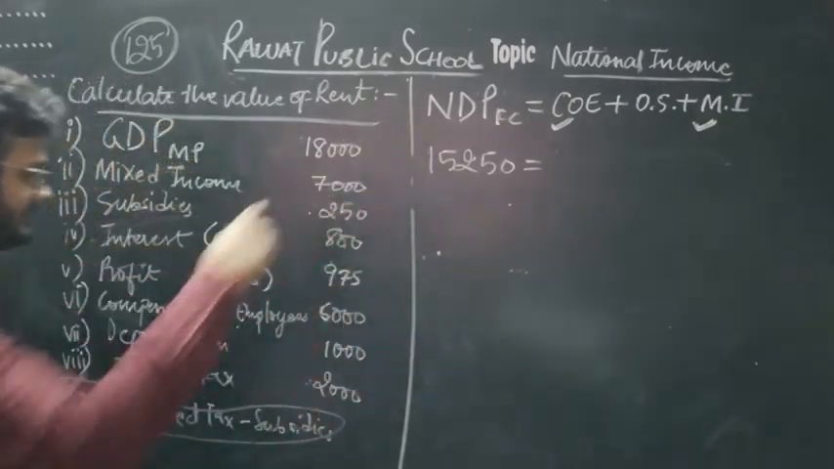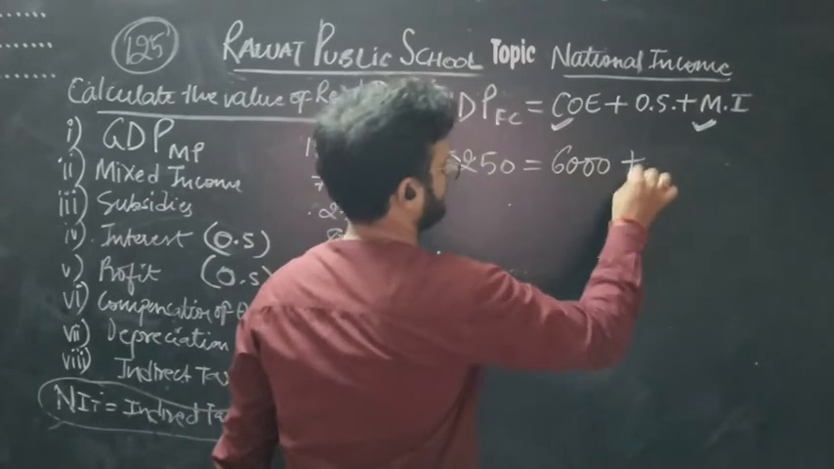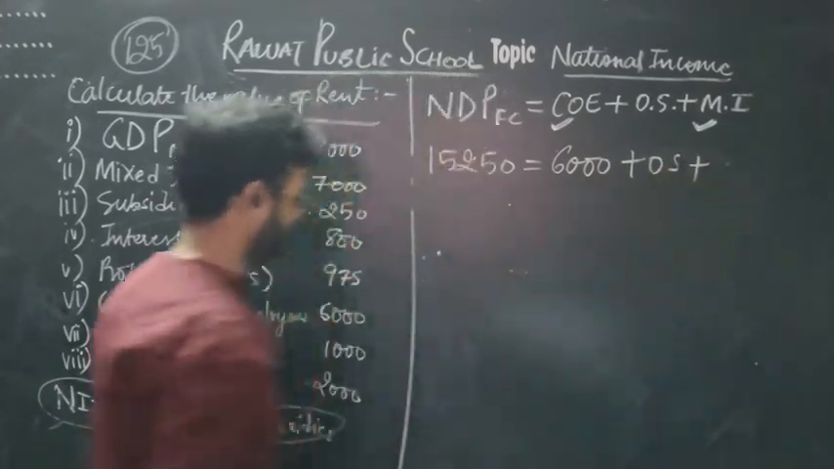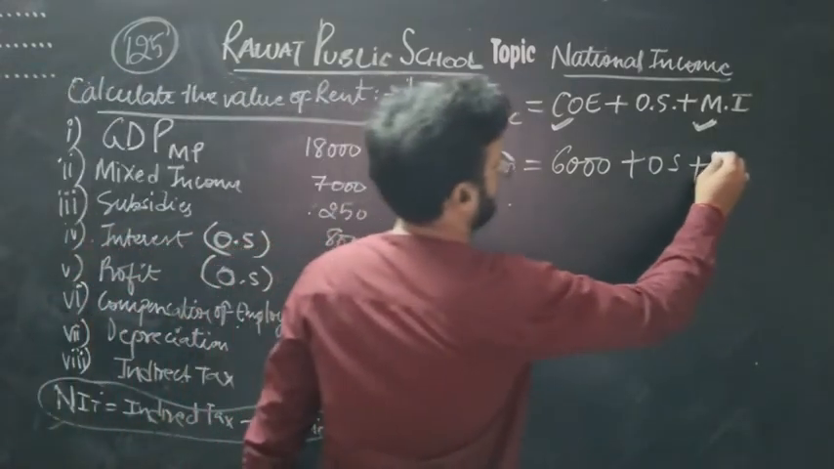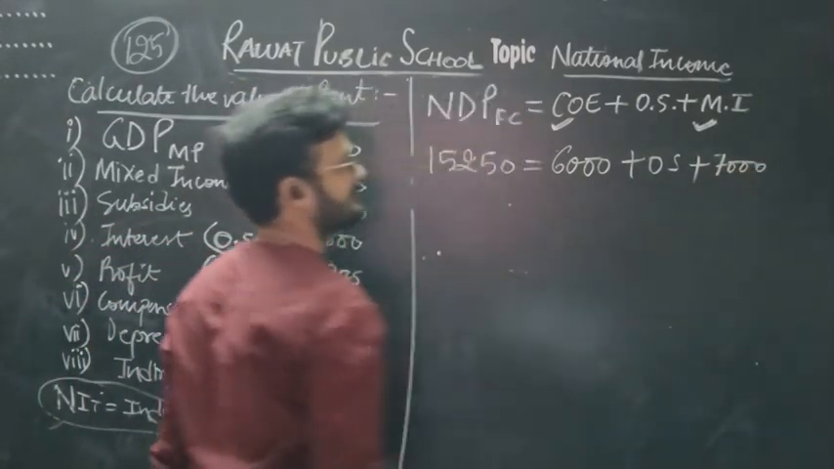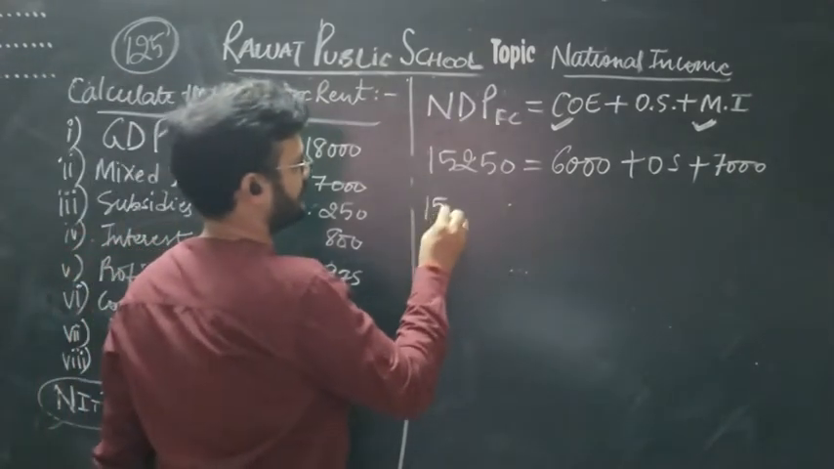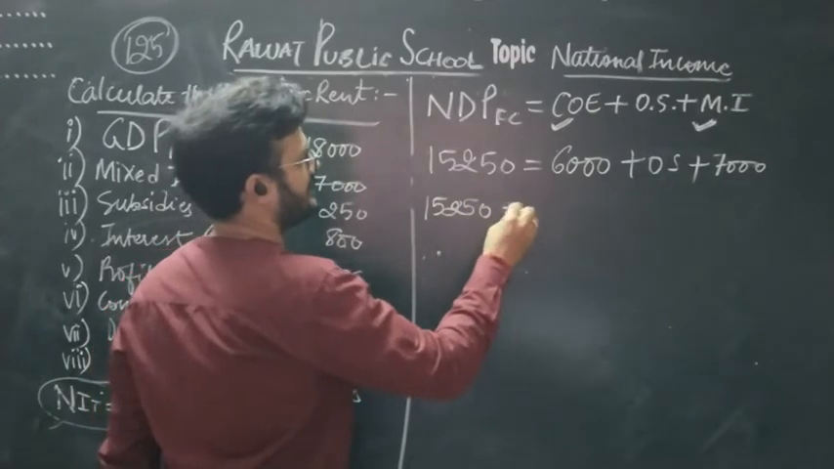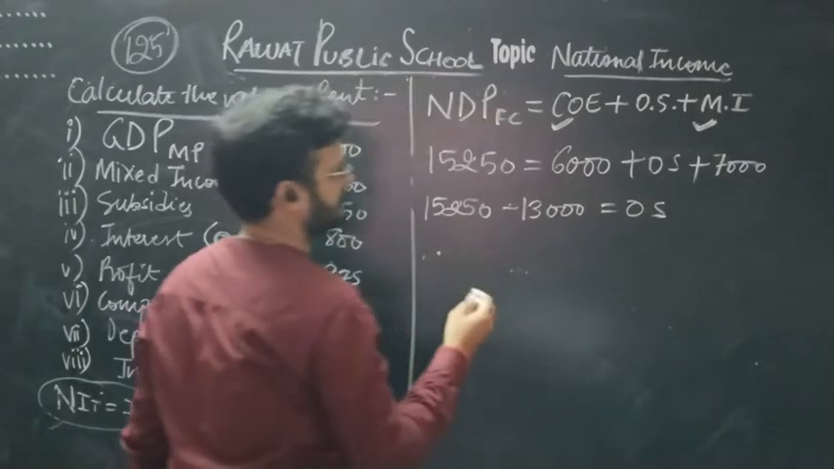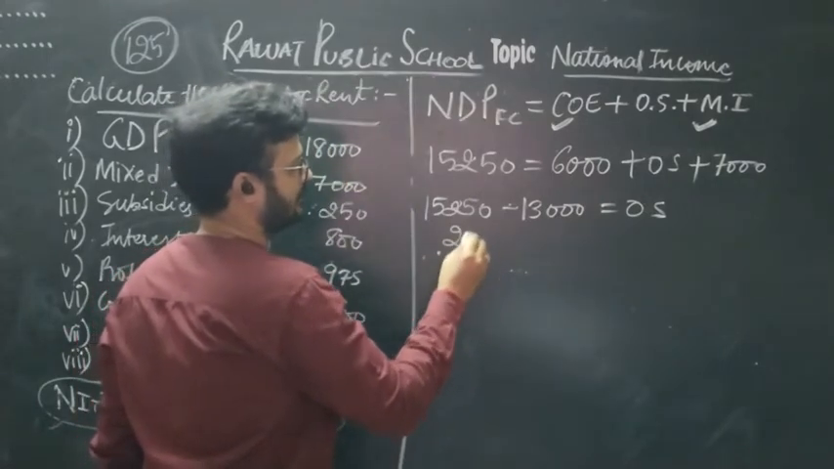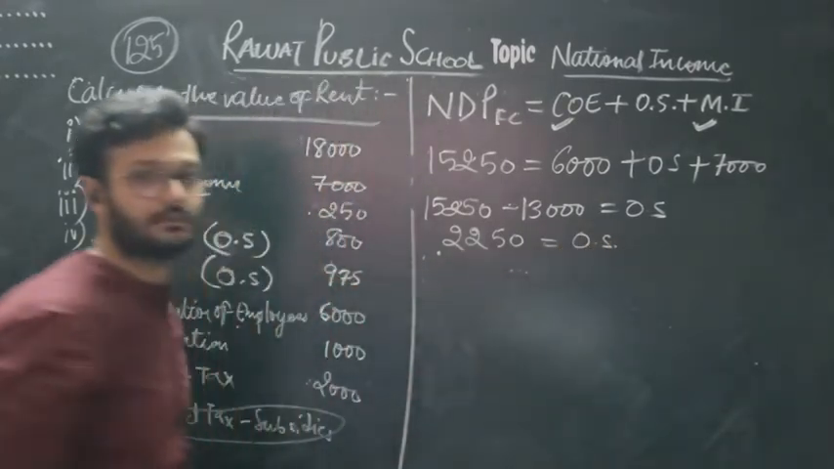COE is directly available to us, 6,000. Operating surplus is not available to us, but mixed income is also available, which is 7,000. From this information, we can easily calculate operating surplus. 15,250 minus 13,000 is equal to operating surplus. That would be 2,250 is equal to operating surplus.